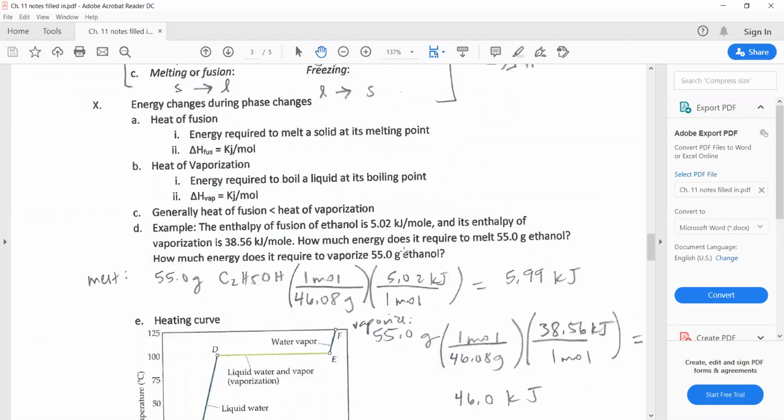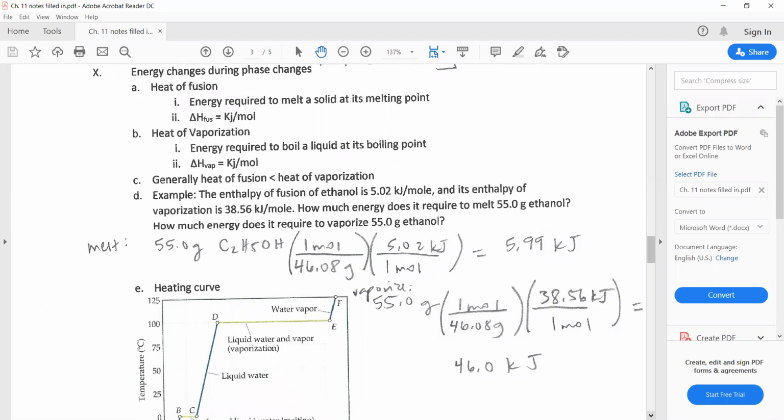So it says how much energy does it require to melt 55 grams of ethanol. I would have to give you this formula, C2H5OH. To melt it, I'm going to first go grams to moles using the periodic table. And then melting should make us think fusion. So enthalpy of fusion is what I need. And I know that for every mole of ethanol, it's going to require 5.02 kilojoules. So we can multiply the top, divide by the bottom, and we get 5.99 kilojoules here.